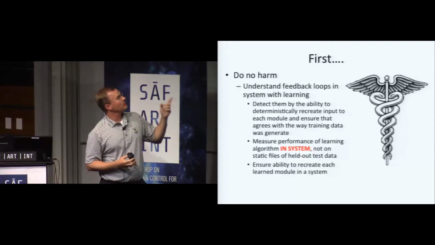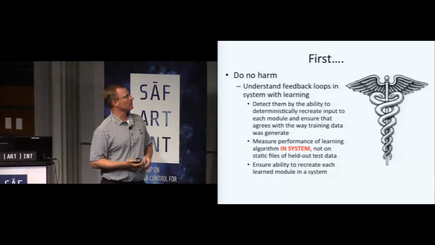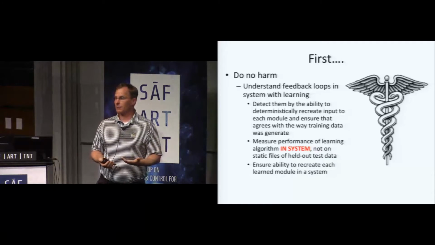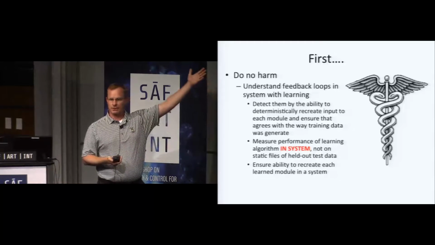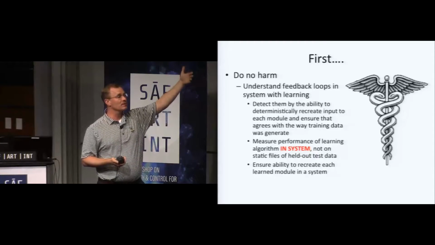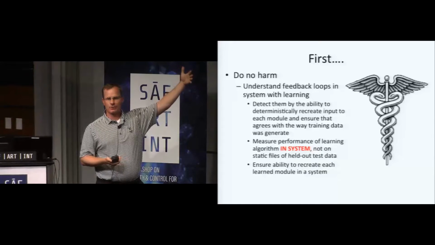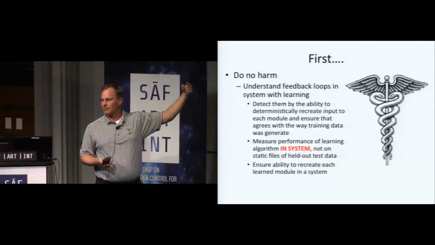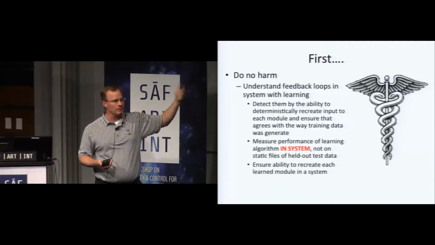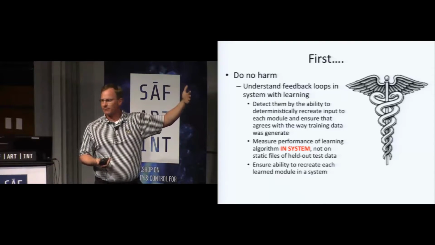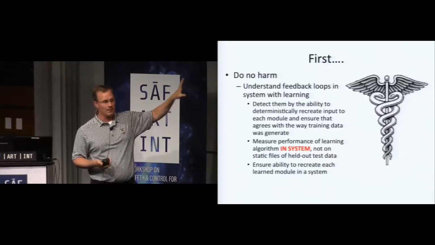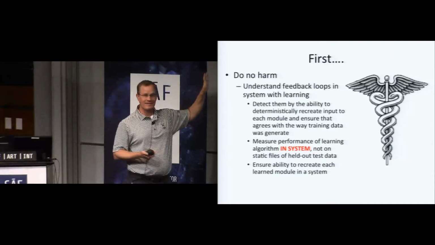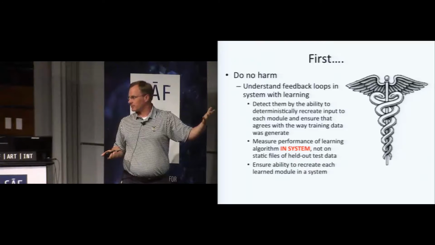So first, understand feedback loops in any system with learning. You can detect them. You can basically dump out the feature vectors I showed you before, and then deterministically rerun the system and make sure that you're getting the same input vectors that you got before, right? So if you change that module and you don't have a feedback loop, you should get the same inputs no matter how you change that particular module in the system. So that's a reasonable sanity check. If that's not happening, you must have a feedback loop somehow.